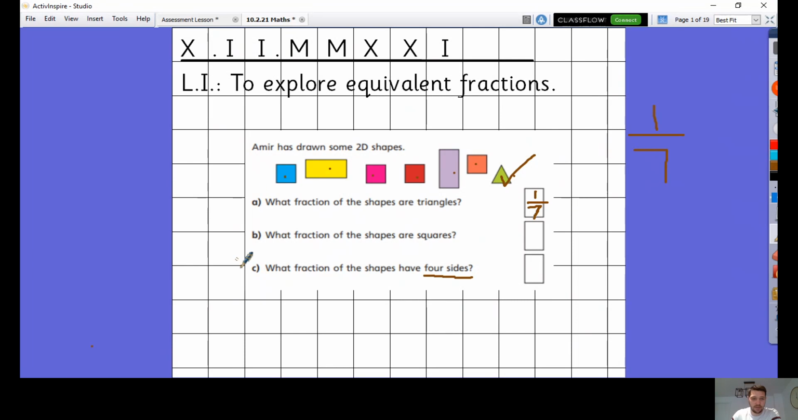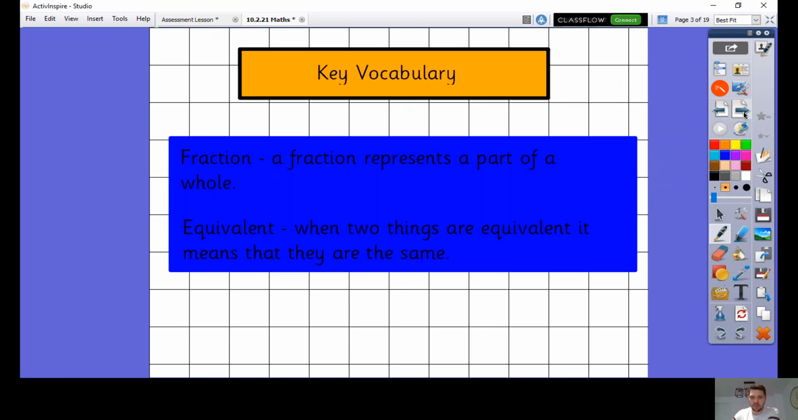So again, I have 7 shapes in total. 1, 2, 3, 4. So 4/7 of the shapes are squares. And then what fraction of the shapes are quadrilaterals? 1, 2, 3, 4, 5, 6/7 are quadrilaterals. They have 4 sides.